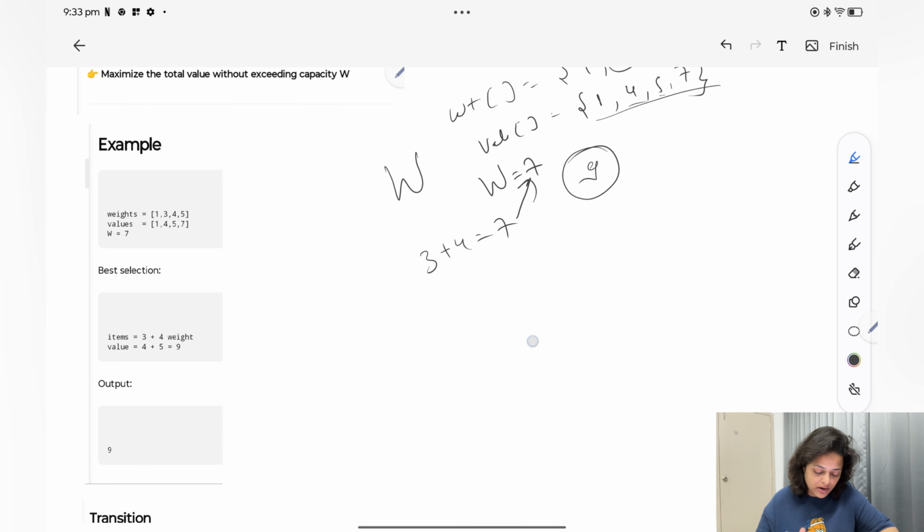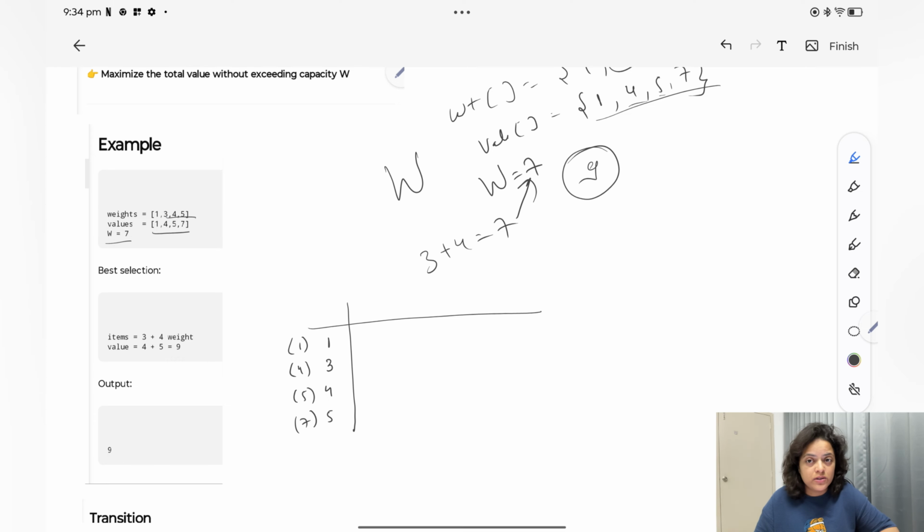Now how will you figure this out? Very simple. You create one 2D array. Here you take the weights 1, 3, 4 and 5, and let's take their values also: this one will be 1, this one will be 4, this one will be 5, and this one will be 7. So this is value, this is weight. And now your total capacity is 7, so you go from 0, 1, 2, 3, 4, 5, 6 and 7.